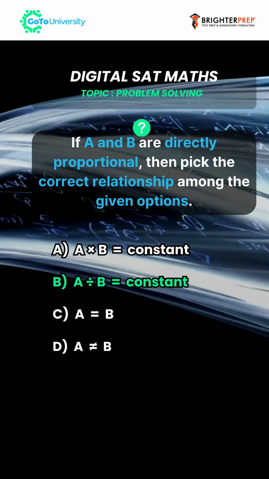If P and Q are inversely proportional, then pick the correct relationship among the given options.